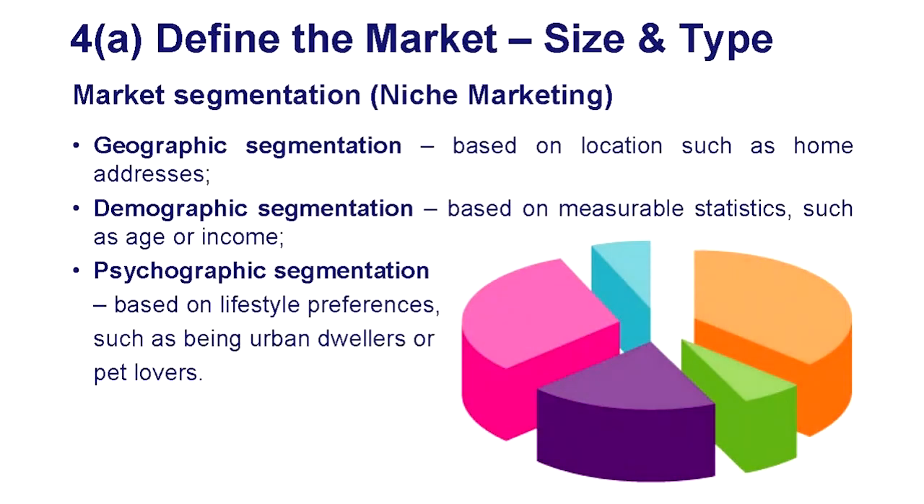Market segmentation, niche marketing, geographic, depending on the location. Think about the location, the address, the homes, the areas, the district, okay? District may be one of the things you might want to consider. Different districts have different needs, right? Even in Hong Kong, some people are closer to the ocean, some people are closer to the mountains. So think about how geographically they would be affected, okay?